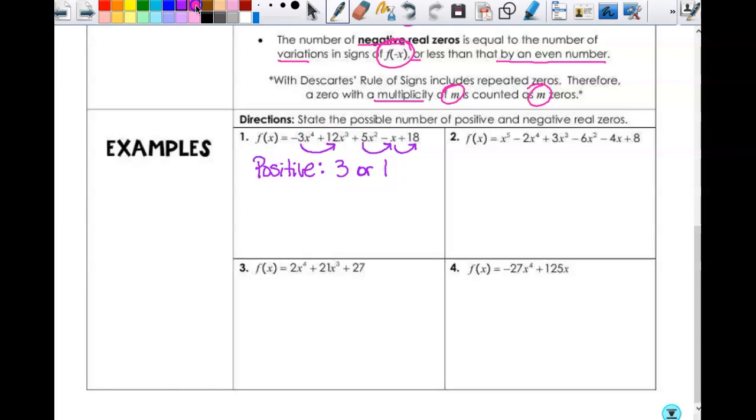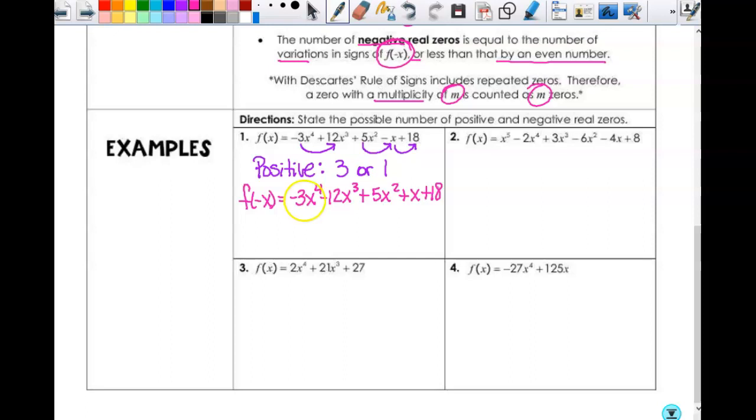So then I have to find f of negative x. When you substitute in a negative x, the only way the sign is going to change is if your exponent is odd. Otherwise, if it's even, it just takes the negative back out of it. But with the odd one, it's going to change the sign. So this is negative 3x to the 4th minus 12x cubed plus 5x squared plus x plus 18. We are substituting in a negative x, so everything with an odd exponent has to change its sign.